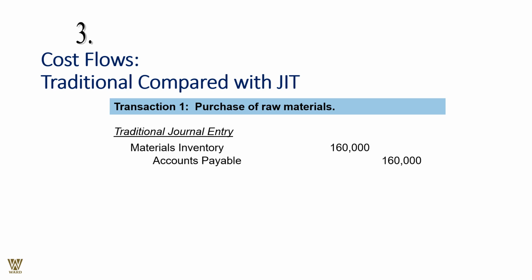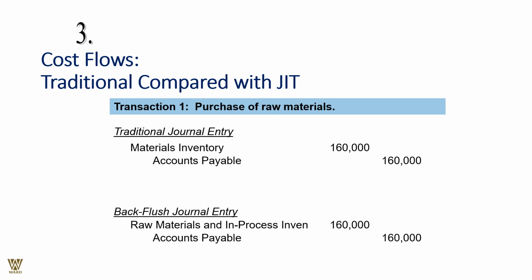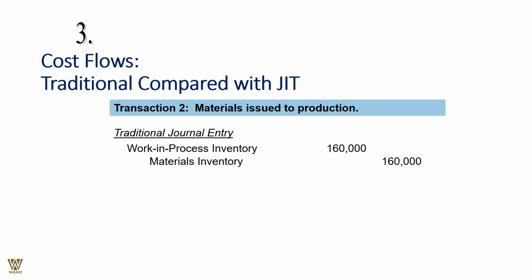You look at a traditional journal entry. In the traditional journal entry, $160,000 is material inventory, and accounts payable is also $160,000. Yes, definitely. This is the amount of material that we go around it. But in the backflush entry, it is all about work in process inventory, WIP, which is always $160,000, and accounts payable is $160,000. Now people might ask you what the differences are. So let us go around it.